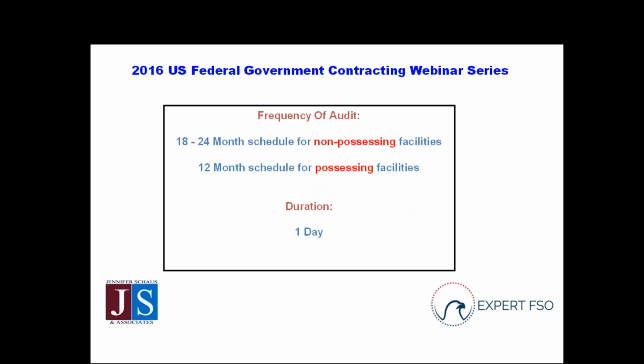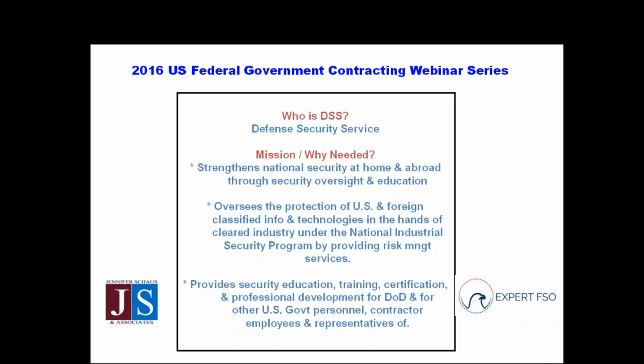So who is DSS? Okay, DSS is the Defense Security Service. They are a government agency, like I said, who makes sure that all the companies involved in the NISP, the National Industrial Security Program, which is a cleared facility, everybody who's involved. We don't like to call them the police, but they are the people who are making sure that you are following all the requirements. They're the ones who come out and give you an audit.